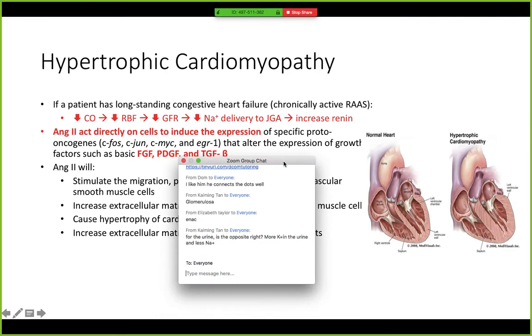For the urine, is it the opposite, right? More potassium in the urine and less sodium. Yep, you're exactly right.